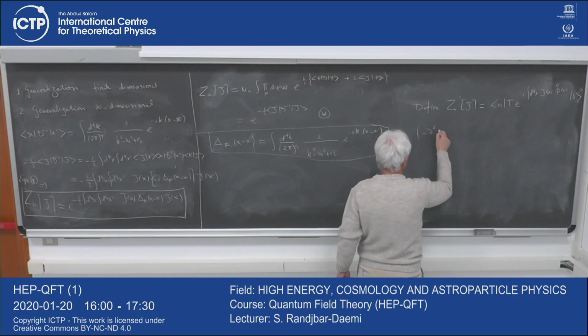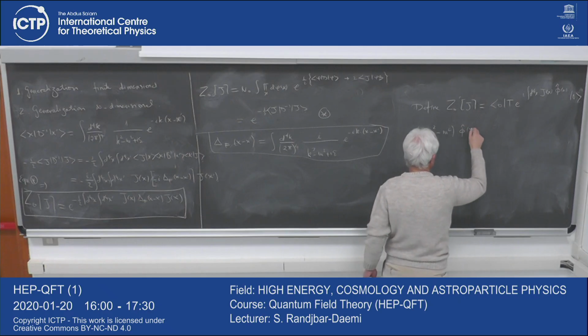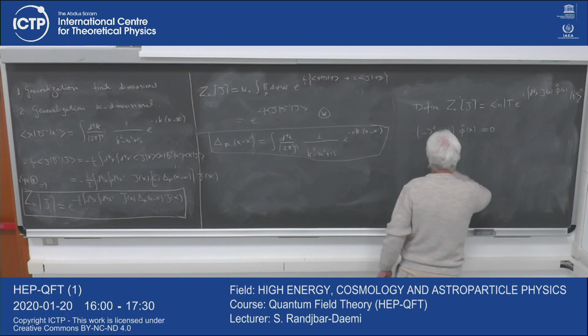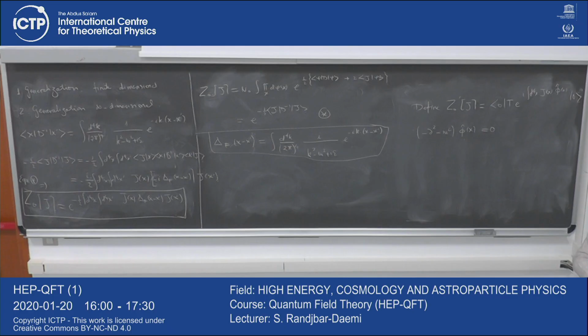Namely, it satisfies the free Klein-Gordon equation. It's a scalar field. You know how to solve this. You can write it in terms of creation and annihilation operators, and if you like, calculate this. The important thing about this functional of J is that if you differentiate with respect to J and set J equal to 0, you will obtain the vacuum expectation value of the time ordered product of phi's.